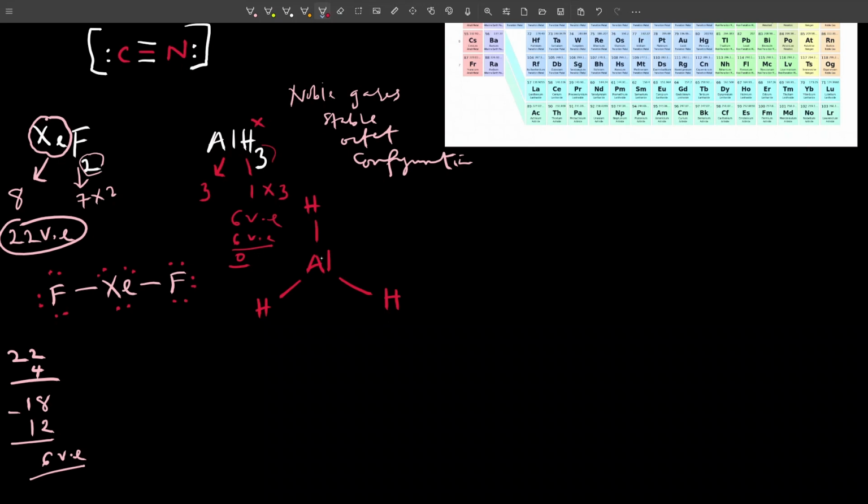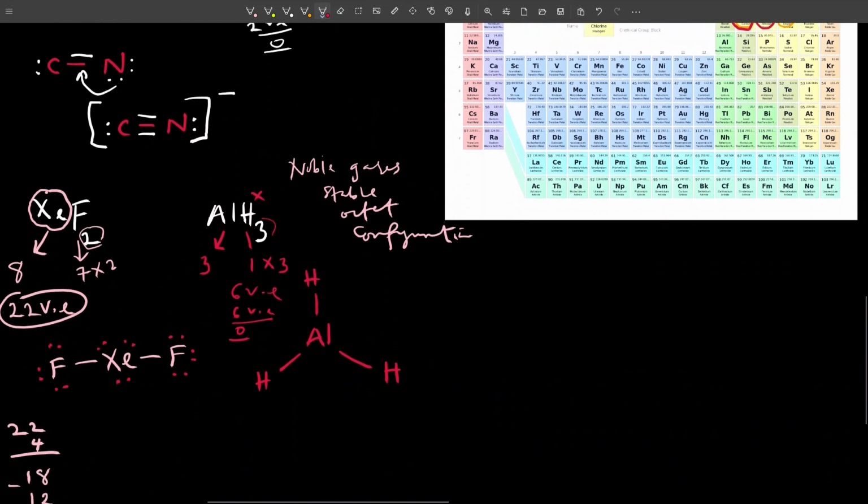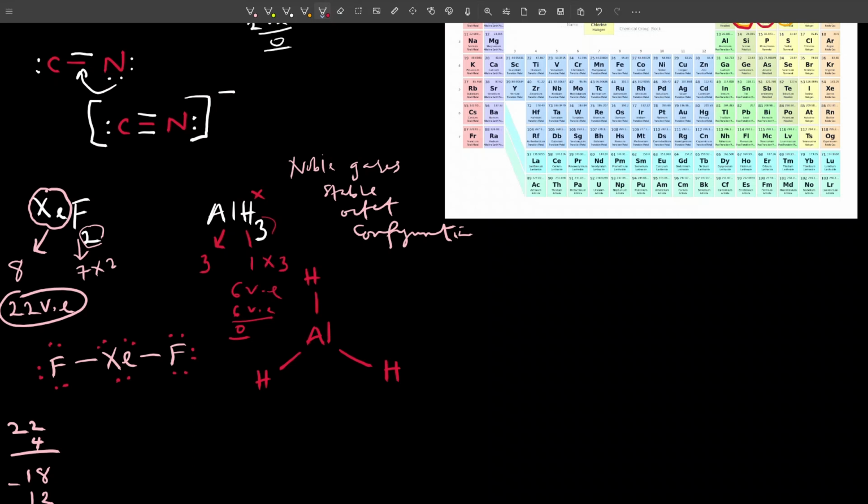If you look at this very well, you can see that aluminum here does not have a stable octet. That's just 6 electrons around it. 2, 2, 2, 6 around it. There's no way we can do what we did up here in CN minus, where we can take a lone pair and assign it, because there's no lone pair on the terminal atom. So that means that this is the structure. This is the Lewis structure of AlH3. That means the aluminum here is an exception to the octet rule. You can have 6 electrons around it, instead of having 8 like others.